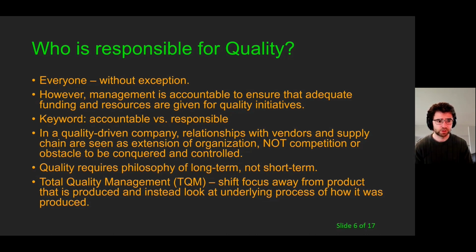So it's very important that we differentiate again here the difference between accountability and responsibility. Accountability, you can only have one. Responsibility, you have many.